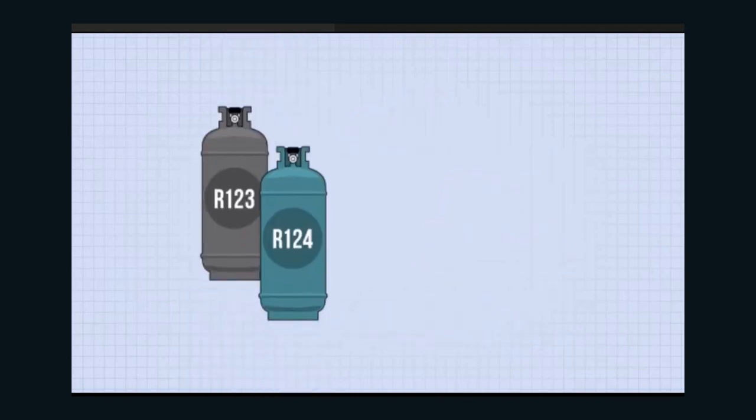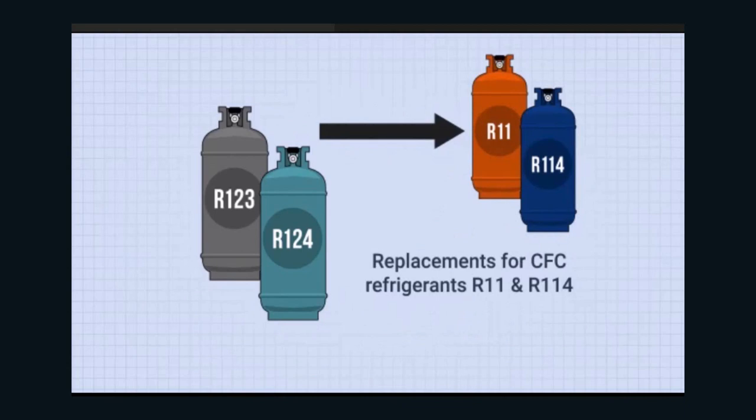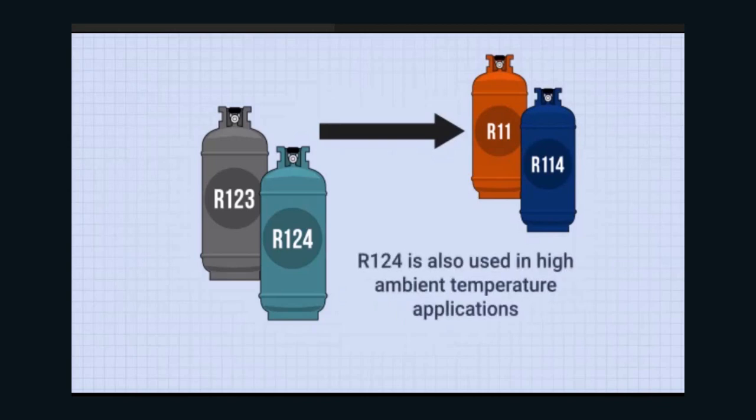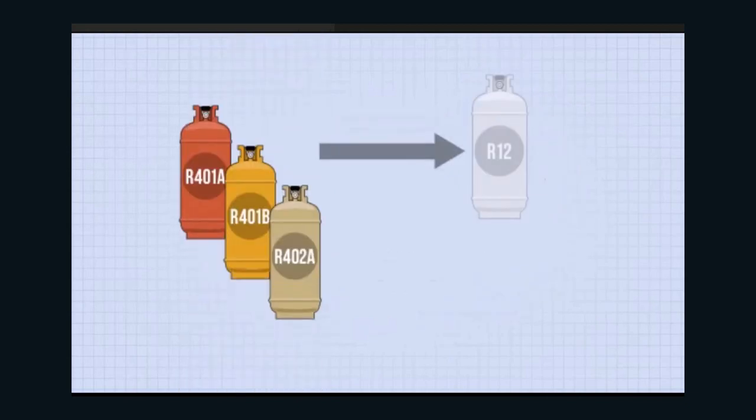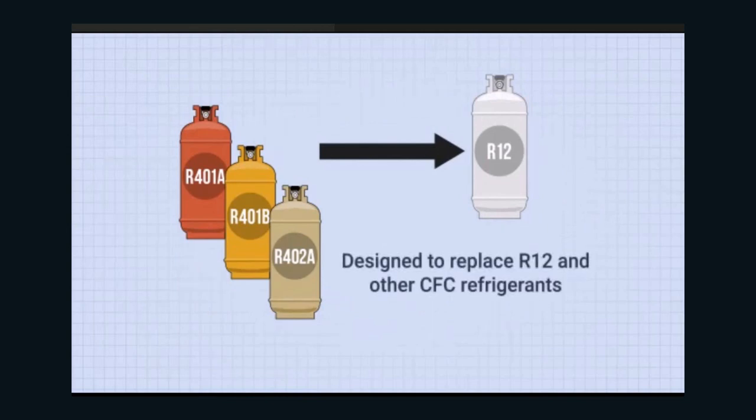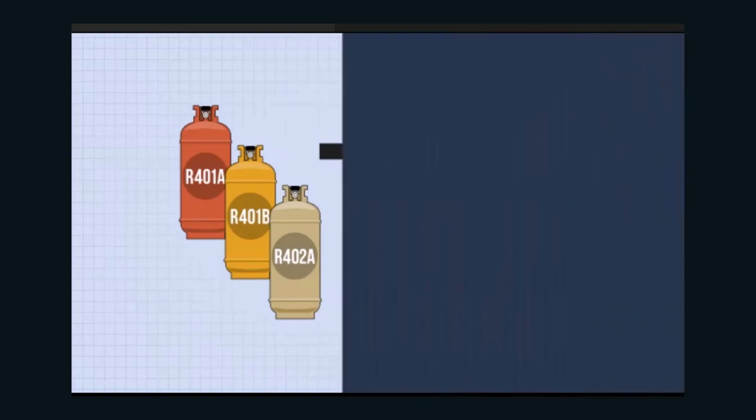R123 and R124, replacements for CFC refrigerants R11 and R114. Both are used in centrifugal chillers. R124 is also used in high ambient temperature applications. And HCFC blends, like R401A, R401B, R402A, etc., designed to replace R12 and other CFC refrigerants.